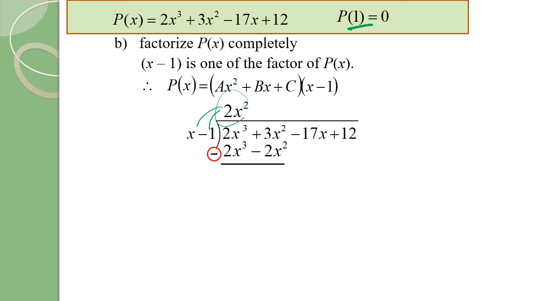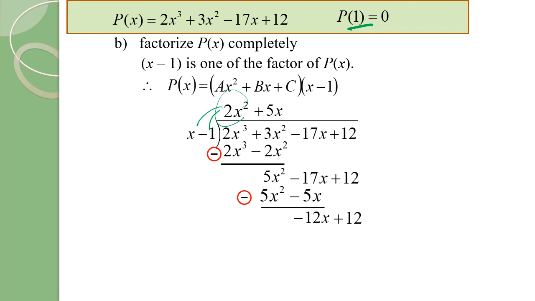So what is the remainder? We will have 5x squared. So bring down negative 17x. And then to get 5x squared, we have to multiply x with positive 5x. So positive 5x multiplied by x is 5x squared, and 5x multiplied by negative 1 is negative 5x. So what is the remainder? We have negative 12x, and then bring down the plus 12.